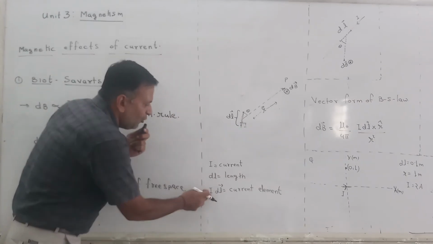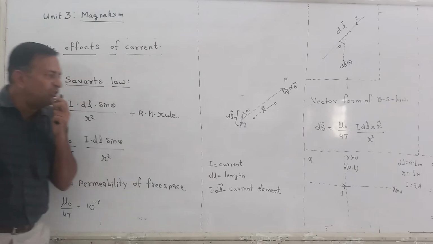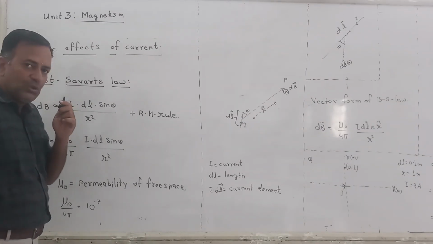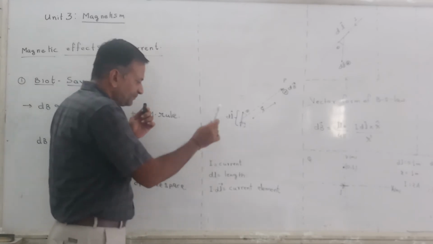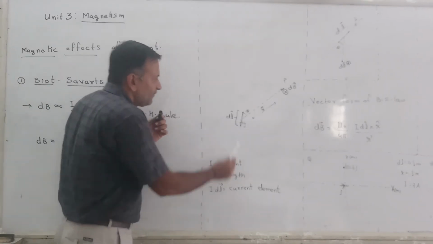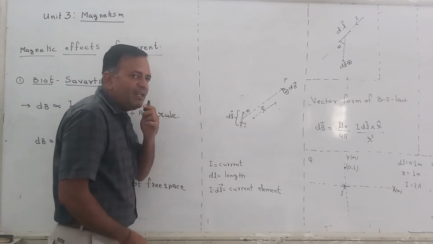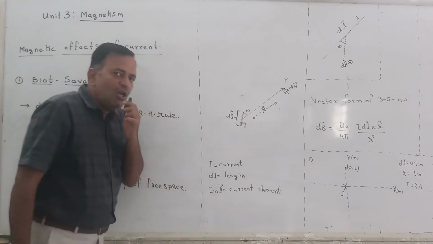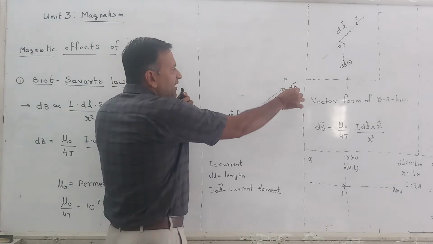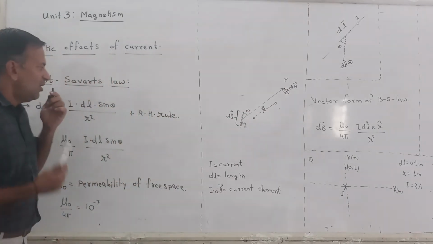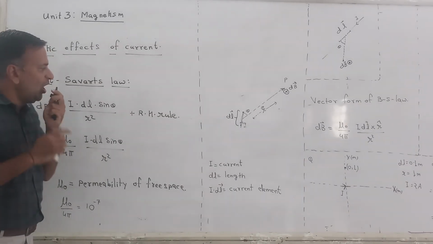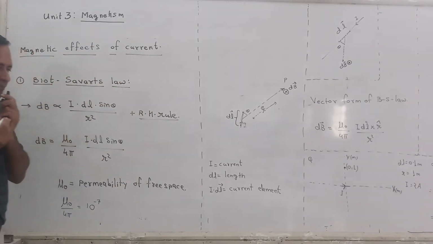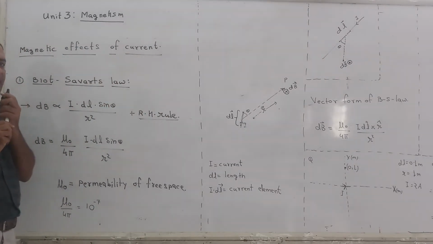Don't put the vector sign over I because I is current and you know that current is not a vector quantity. So what is this? Current element. It's a vector? Yes. What's direction? Direction of current is direction of current element. Now what is direction of magnetic field? Oh my God, I have to learn one more law. The right hand rule to find the direction of dB, to find the direction of magnetic field.